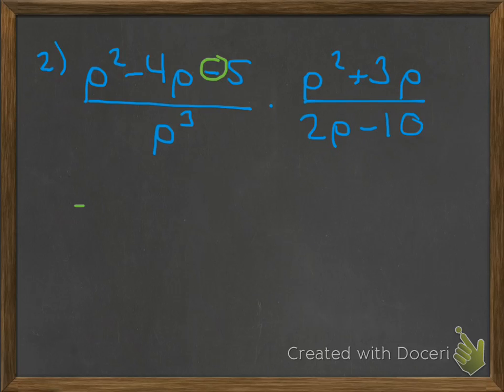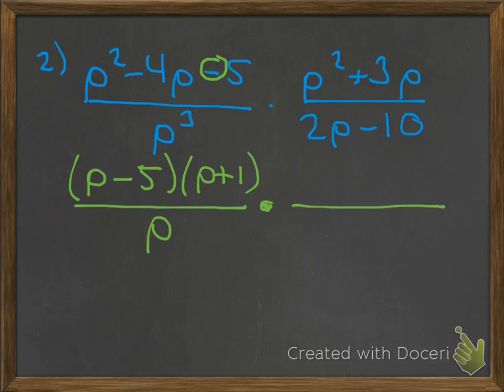My suggestion to you is that you take a lot of space in your paper. Don't be shy about it. Write yourself some fraction bars. We're going to factor everything that can be factored, and then we'll look for common factors that cancel. So my top left, my numerator here, I see that that factors fairly easily. I have p minus 5, p plus 1.